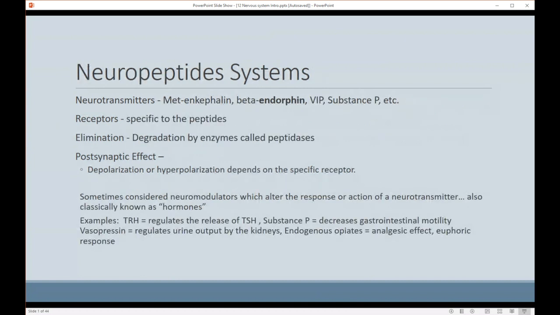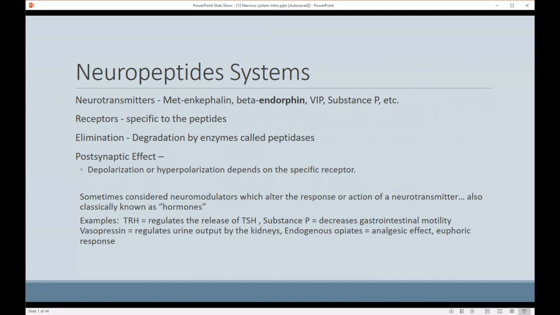Then we have the neuropeptide systems. These are neurotransmitters like metenkephalin, beta endorphins, VIP, and substance P. Again, the receptors are specific to the peptides. We degrade these by enzymes called peptidases, and the postsynaptic effect depends on the receptor, just like all of the other ones. Sometimes we consider these neuromodulators because they can alter the response or action of a neurotransmitter, and so we can call them hormones.